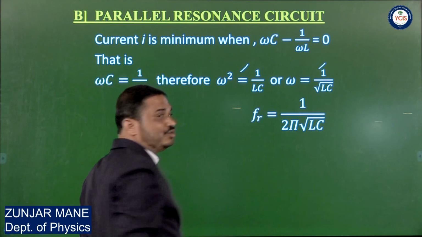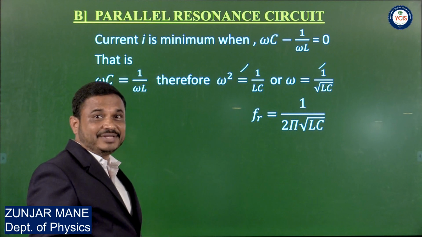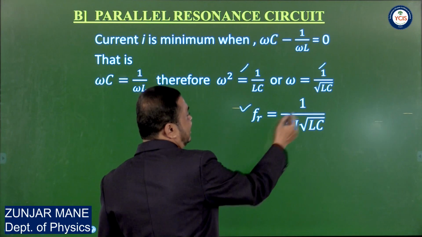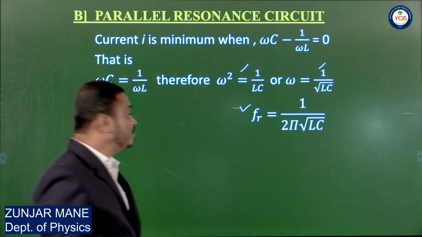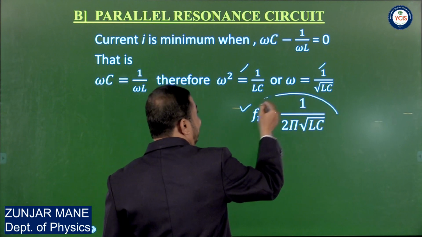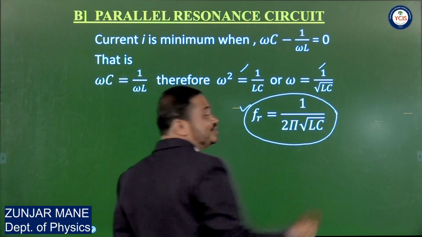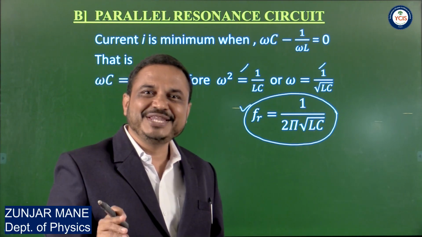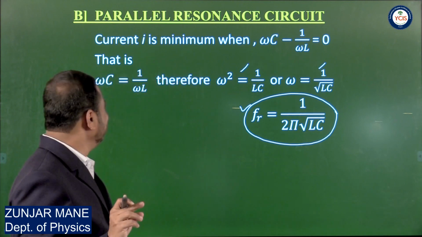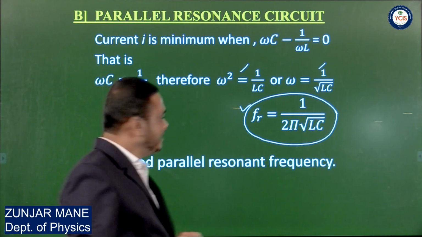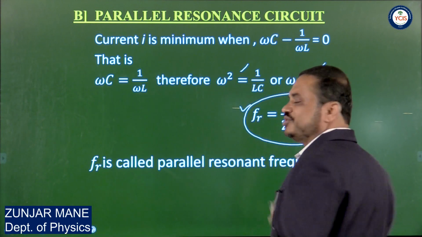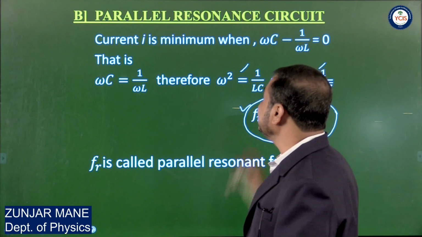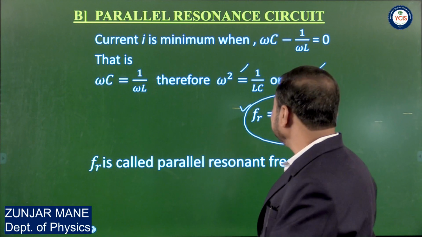But omega is equal to 2 pi f, where omega is the angular frequency and f is the frequency of the AC. Then we have fr equal to 1 upon 2 pi under root LC, and this is the expression for the parallel resonance frequency. So at this frequency the current is a minimum. If the current is a minimum, Z is a maximum. So fr is called the parallel resonant frequency. At this frequency, since the current is a minimum, it rejects that frequency. So this circuit is also called a rejector circuit.